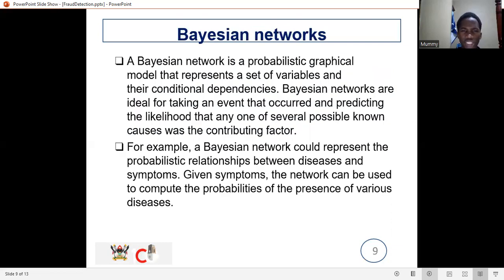Bayesian networks. A Bayesian network is a probabilistic graphical model that represents a set of variables and their dependencies. Bayesian networks are ideal for taking an event that occurred and predicting the likelihood that one of the several possible known causes was the contributing factor. For example, a Bayesian network could represent the probabilistic relationships between diseases and the symptoms. In that, given the symptoms, the network can be used to compute and deduce which are the possible diseases a person could have, given the symptoms.